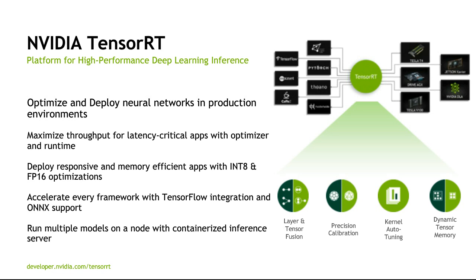It's up to 40 times higher performance than CPUs. It will also import ONNX models. ONNX is the open standard for interchange between frameworks, so most frameworks can export ONNX as well. And it's available for download, again, either on its own or in containers.